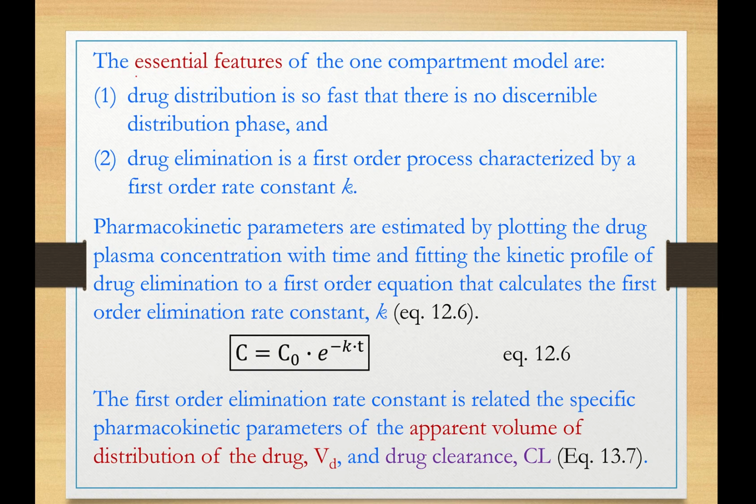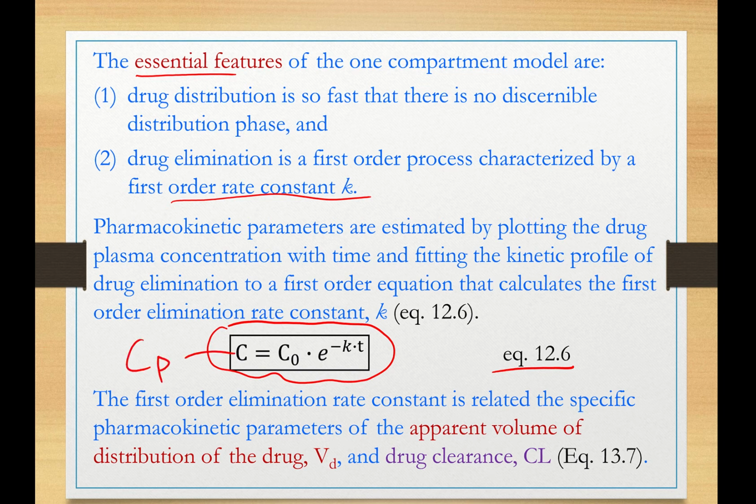All right, so the essential features of the one-compartment model are that drug distribution is essentially instantaneous, and drug elimination is a first-order process characterized by a first-order rate constant. As I mentioned, all kinetics of the one-compartment model are first-order kinetics. Of course, the equation that is central to first-order kinetics is equation 12.6, which says, and of course we're referring to plasma here, so that's Cp. One thing that we need to remember is that we determine plasma drug concentration all the time.